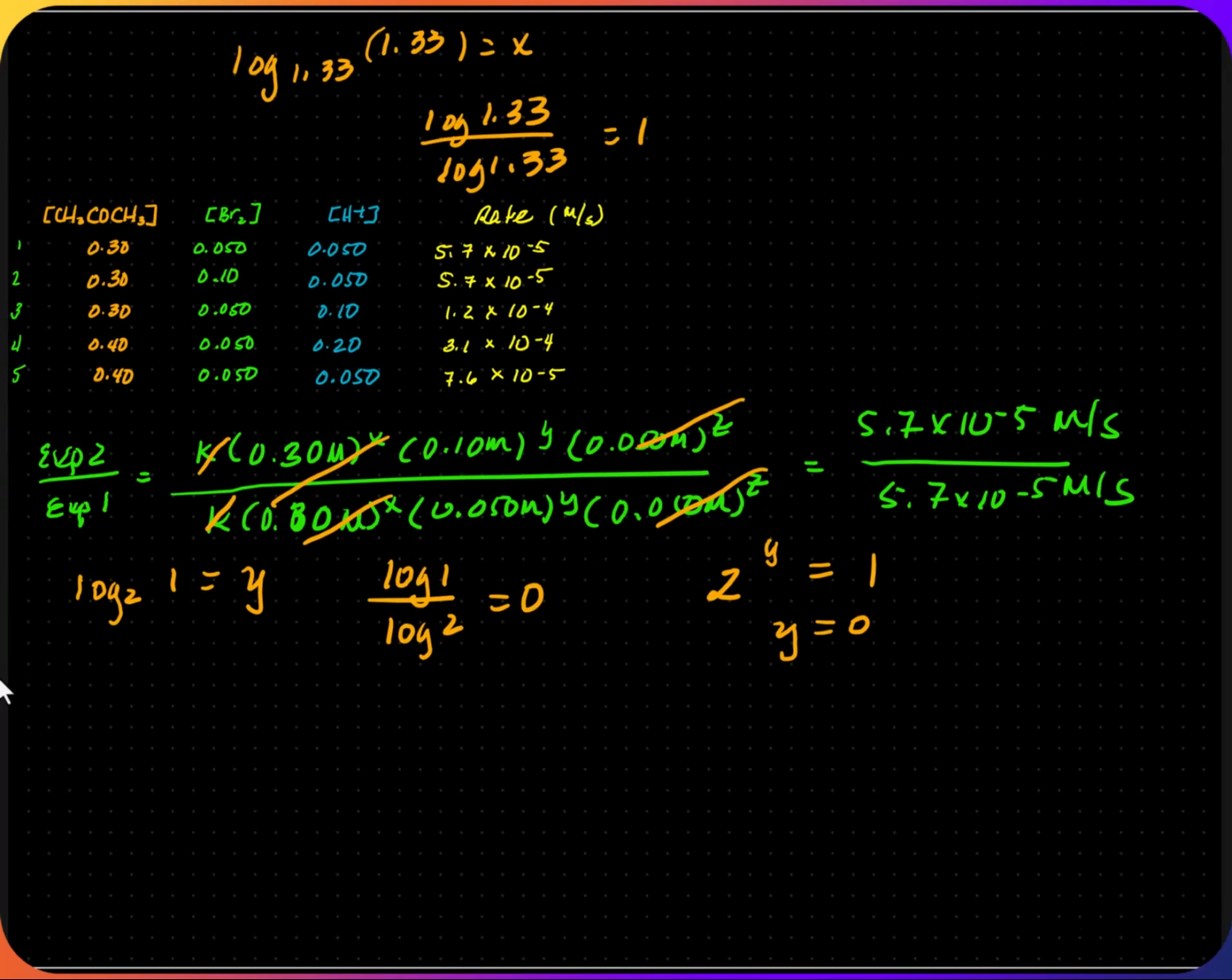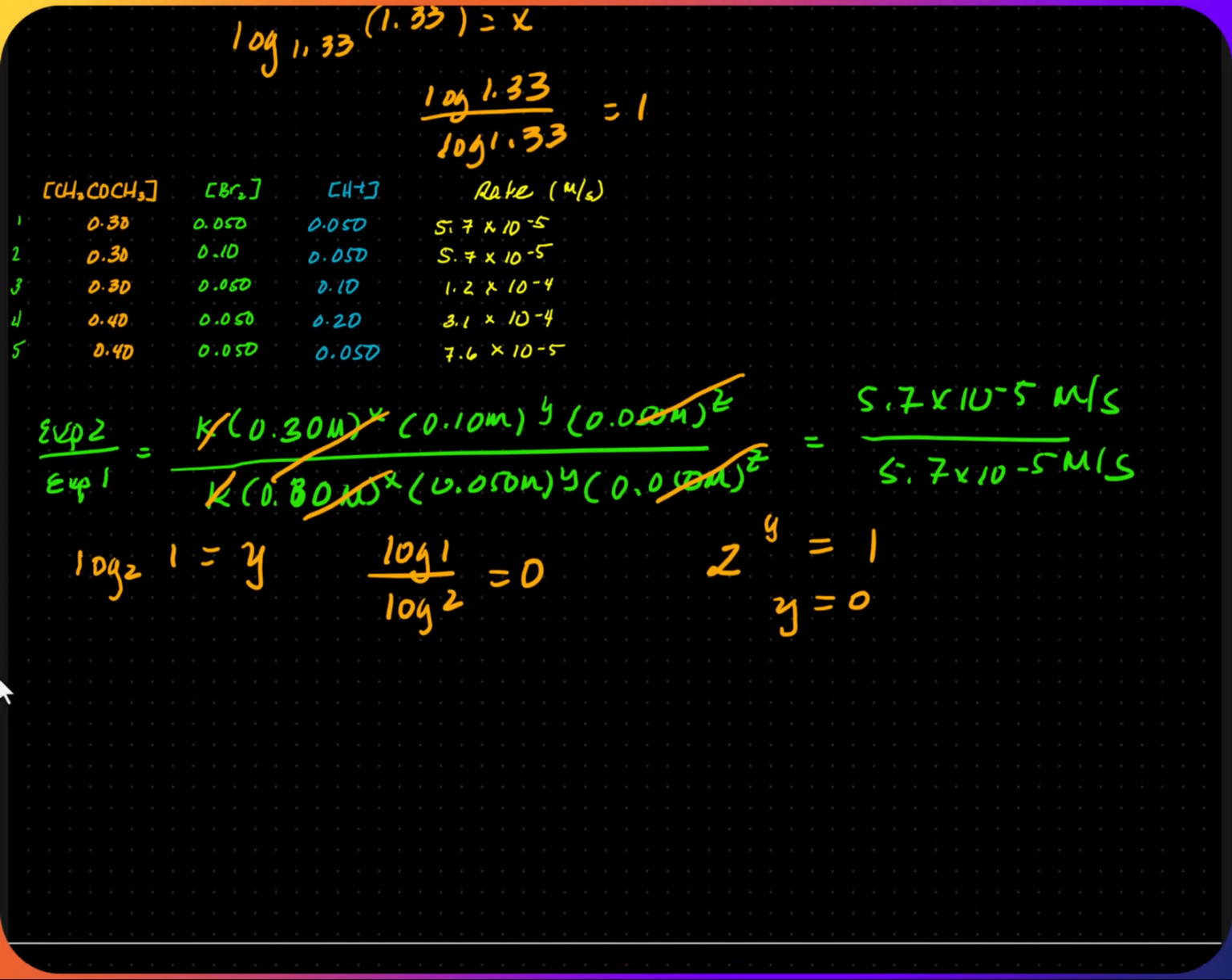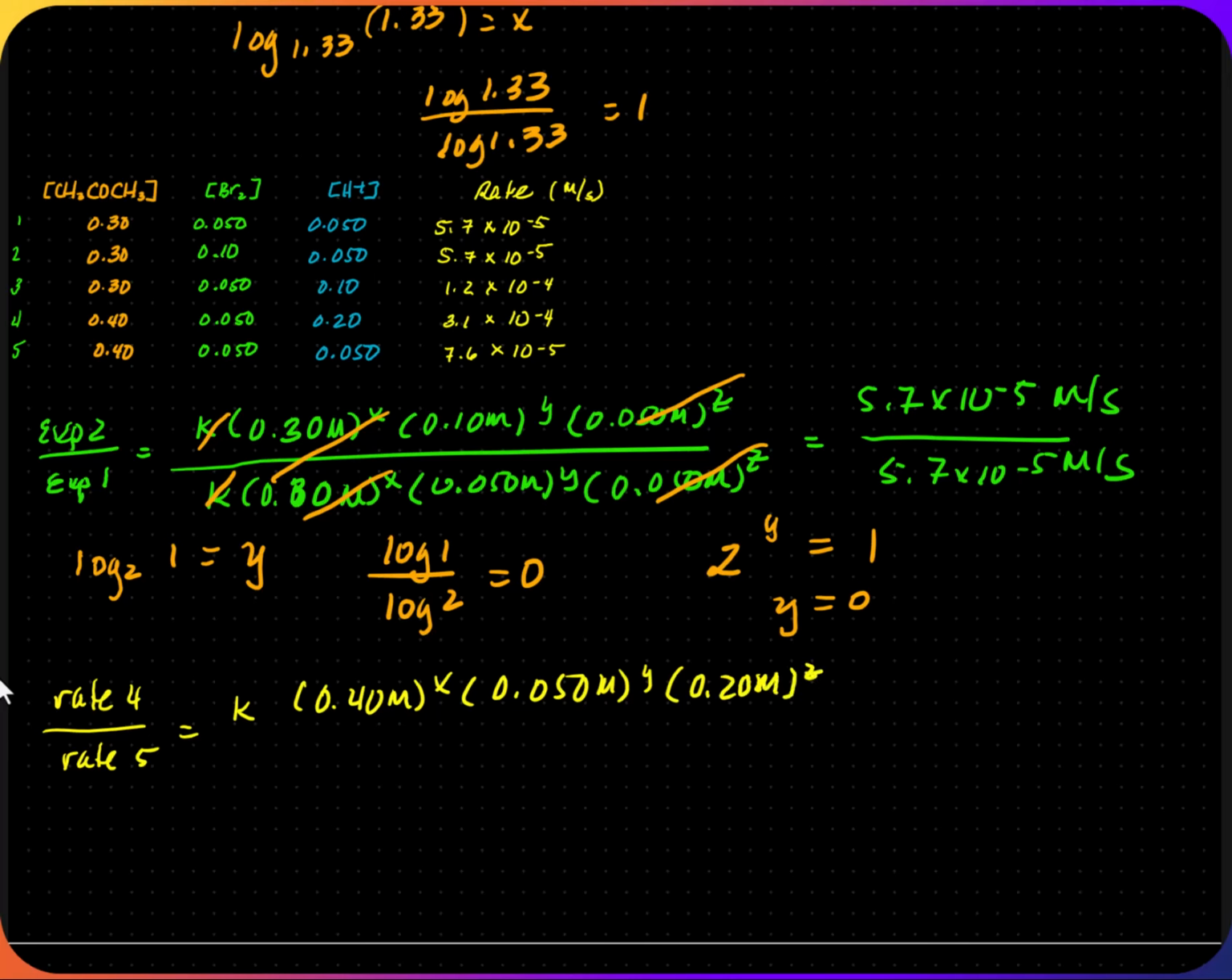So next, I'm going to solve for H plus. So I'm going to use rate 4 and 5. And I'm going to put 4 on top because it's the larger. So that's also going to be K. This is 0.40 molar to the X, 0.050 molar to the Y, 0.20 molar to Z. And I'm going to fill it in for reaction 5.